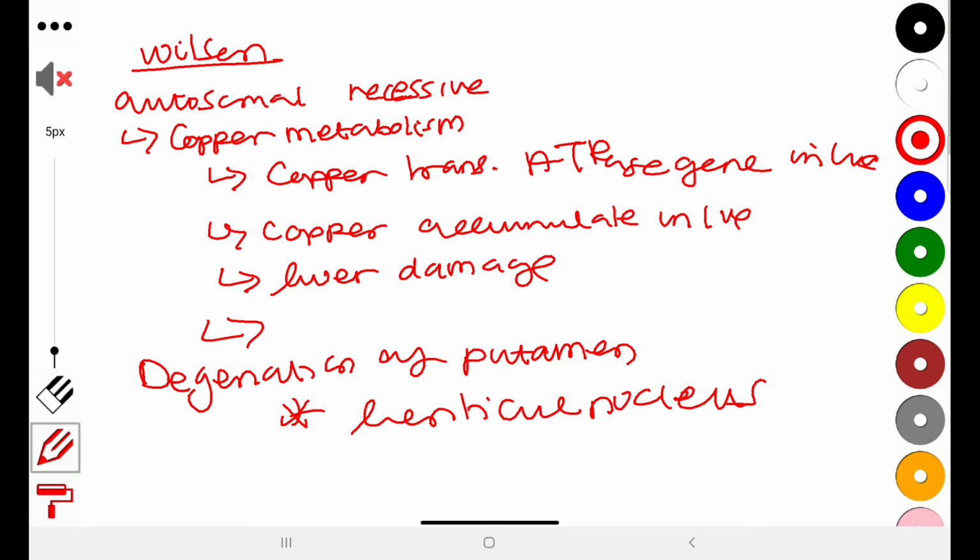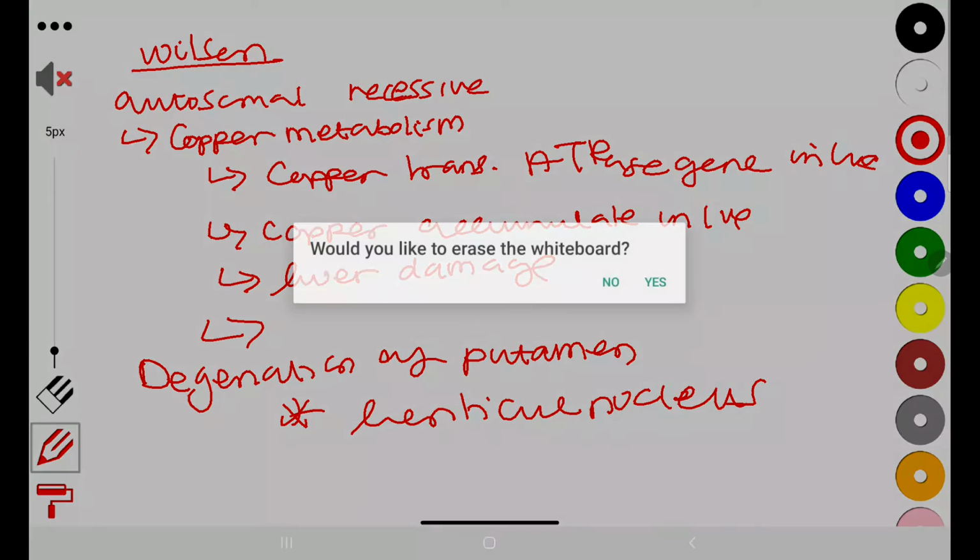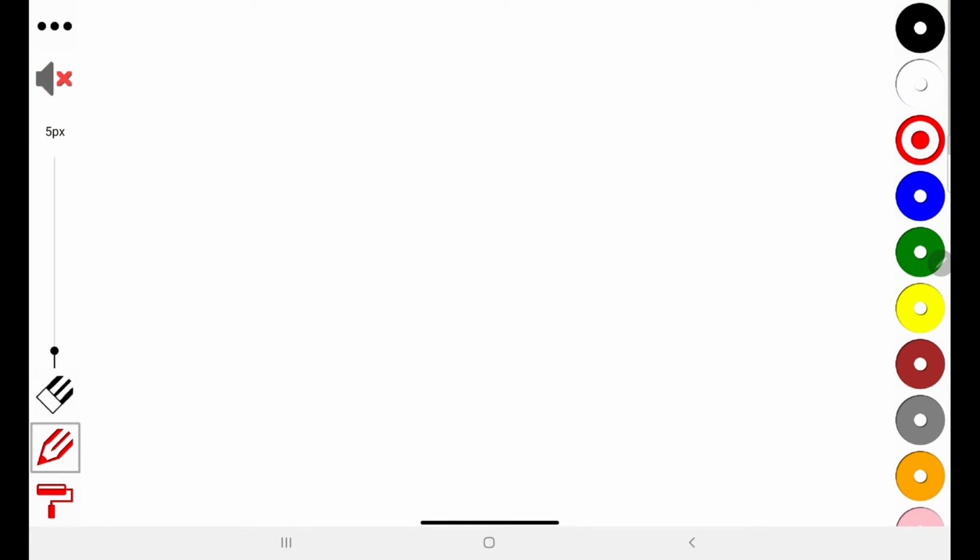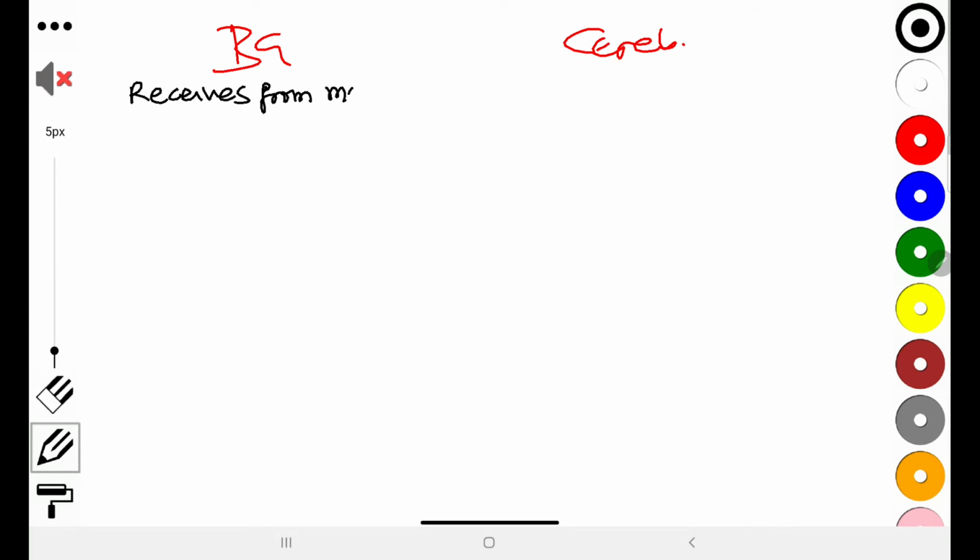But before I close, I think the main thing that I would like to put out is what is the difference between the basal ganglia and the cerebellum. Okay? So the basal ganglia receives from most areas, specifically of the cerebral cortex.